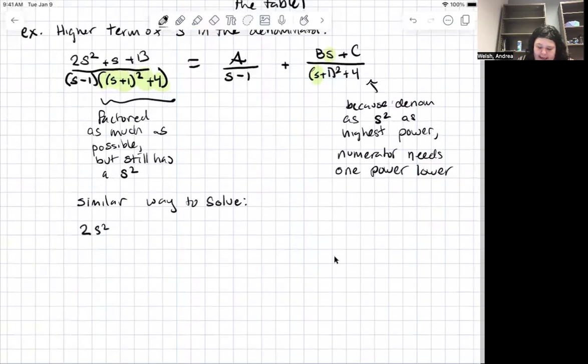And notice how, again, this numerator really doesn't matter here. I'm not doing anything special with it just because there's an S squared in there. This one could have not had a squared. It doesn't really matter. What really matters is what's on the denominator.